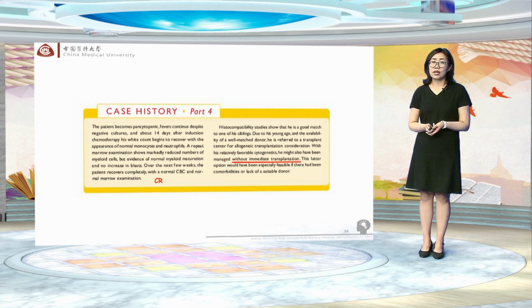Histocompatibility studies show that he is a good match to one of his siblings. With his relatively favorable cytogenetics, he might also be managed without immediate transplantation. He should move to consolidation therapy for the next step.